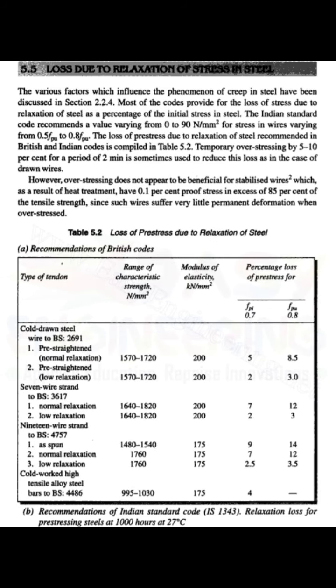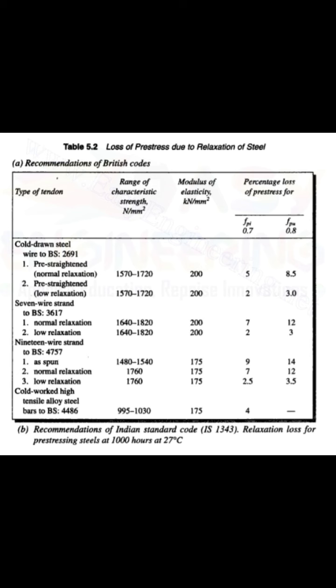So if you see here, the range of the characteristic, whatever the percentage of the losses of the pre-stress for pre-tensioning and post-tensioning, and for normal relaxation and for low relaxation according to BS standards, it is given in this table. Okay, so this you can refer in the Indian Standard Code IS 1343.